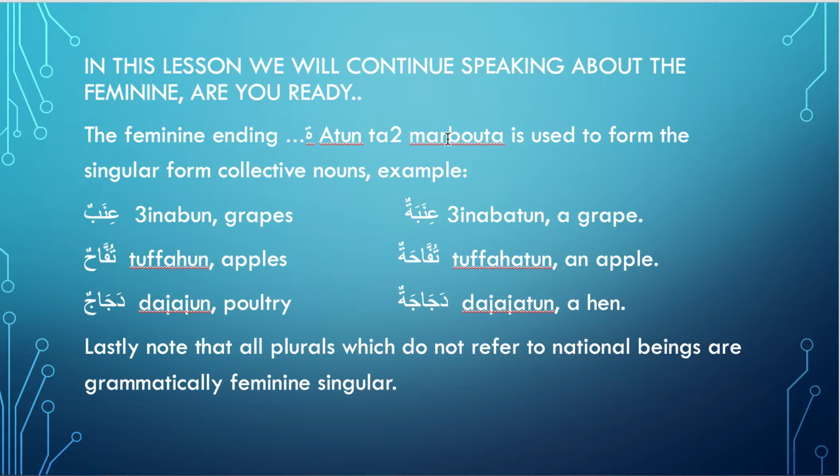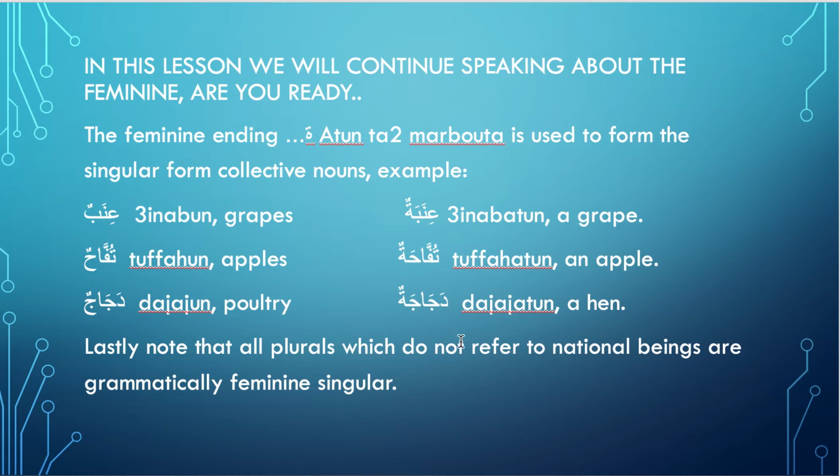Now ta marbuta is used to form the singular form of collective nouns. Example, عنبون, grapes, while when you want to say a single one it will be عنبتون, a single grape. We rarely say that, but just to form the feminine of it. This one is not rare: تفاحتون, we can say it at any time. تفاحون is plural, apples, while تفاحتون is an apple.